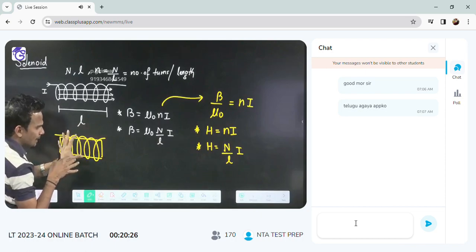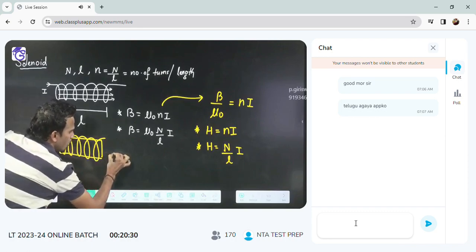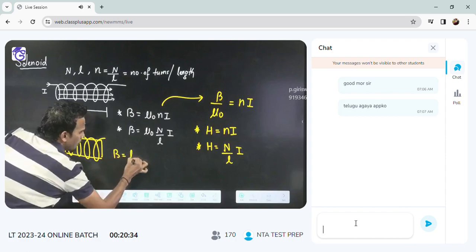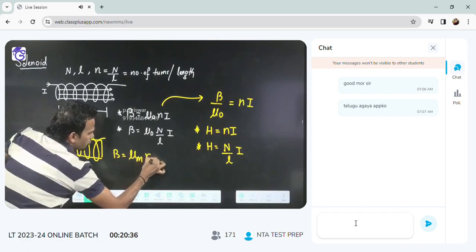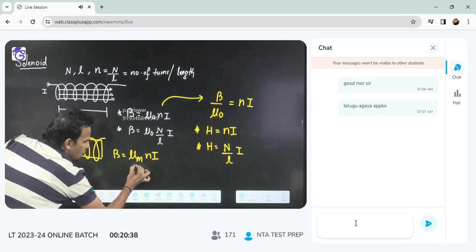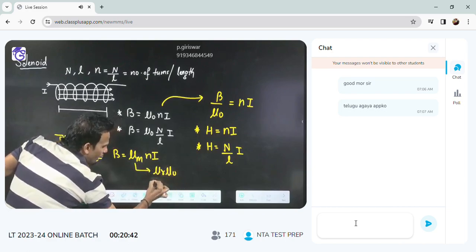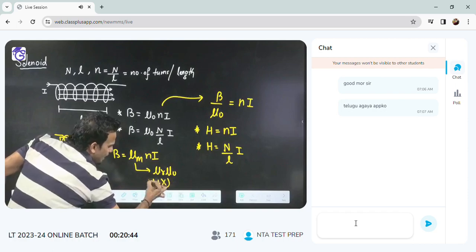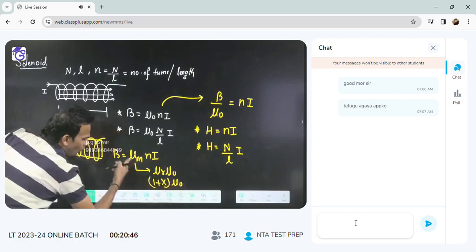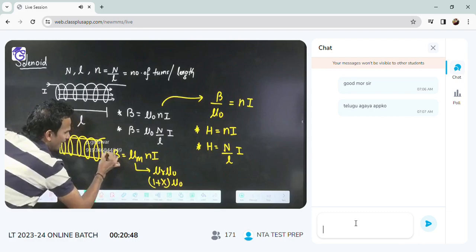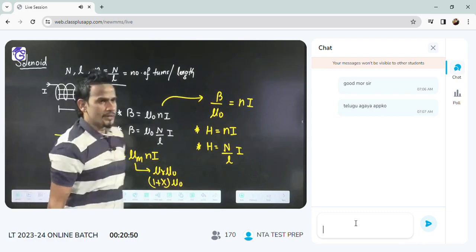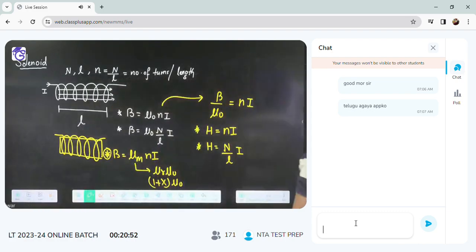If some other medium is there, your magnetic field will become mu of medium into Ni. And this mu of medium, you know, will be mu r into mu naught, or you can say (1 plus xi) into mu naught. All these things you have studied in magnetism and matter. Same thing I am using.